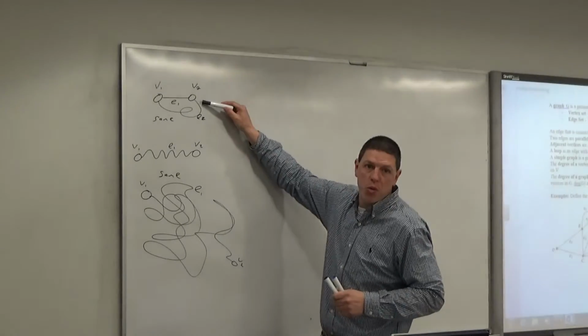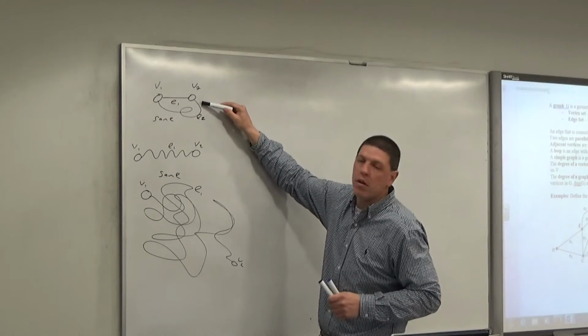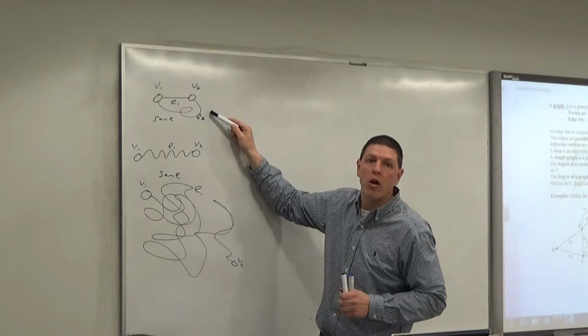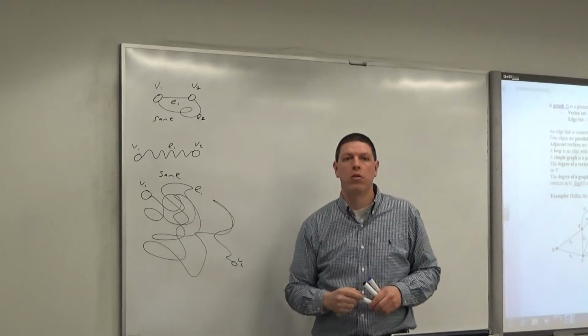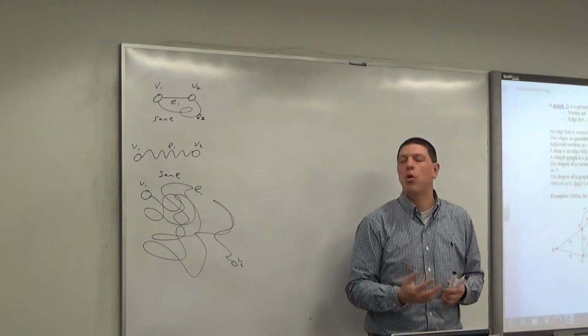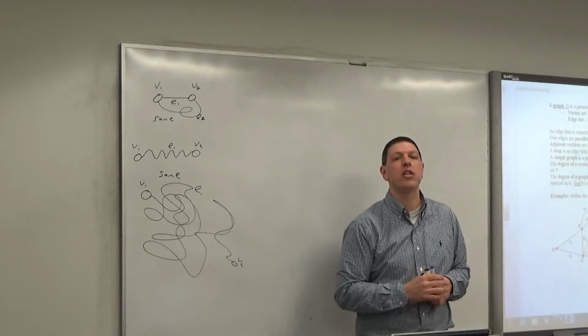This has degree 2, right? This V1 has degree 2, because there's 2. Oh, okay, 2, okay. This has degree 2. 2, okay. So this graph has degree 4. 2 plus 2 is degree 4. Gotcha. Okay, that's all the degree of a graph is. So you find the degree of each of the vertices, you add them up, that's the degree of the graph. Gotcha. Okay, nice and easy.